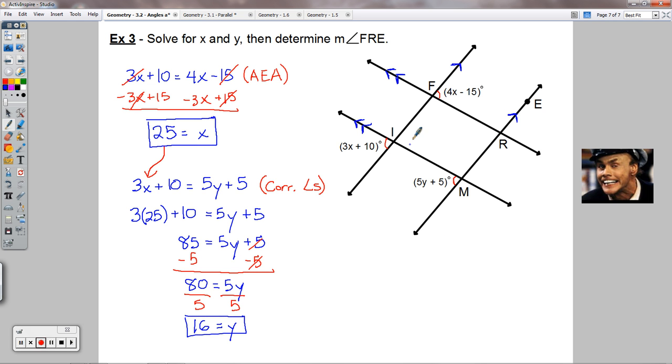Fire Marshal Bill, which angle are we looking for again? Angle FRE. There's the angle you're looking for. Let me show you something. Thank you, Fire Marshal Bill. Let me show you something.